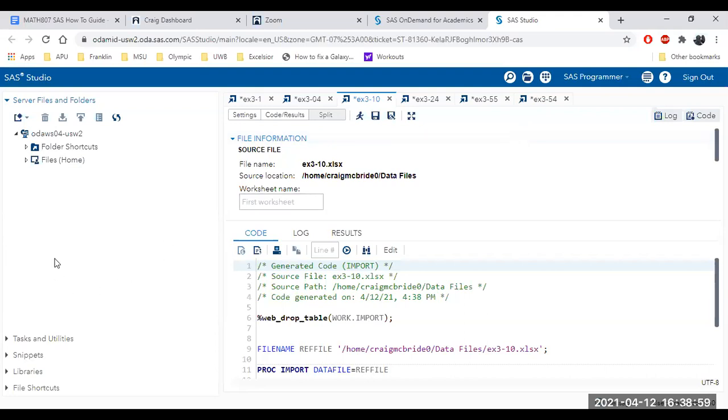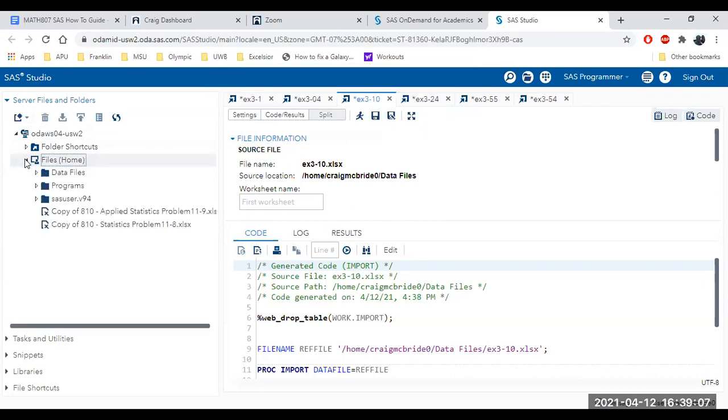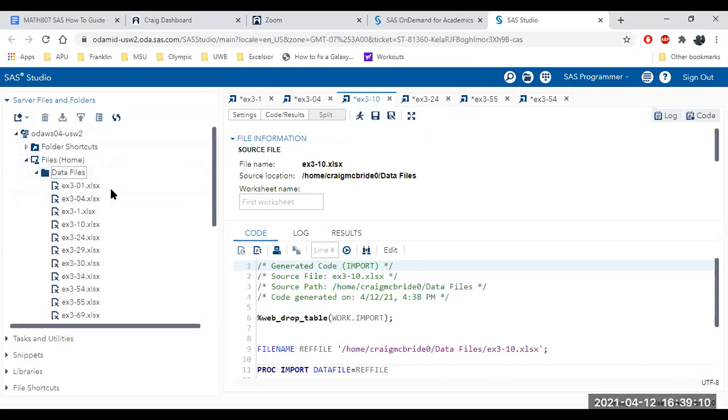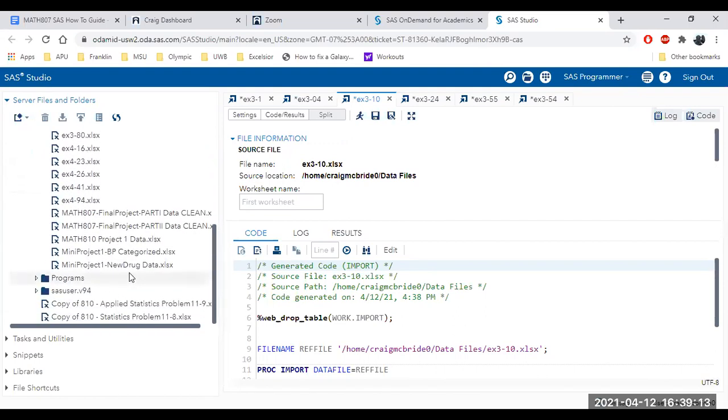So I thought I had given you guys that in your set of data. So in your set of data, you should have something called the mini project new drug data, and then there's one called mini project BP categorized. Do you guys have that data set? I didn't see it. I'm not in front of my computer at the moment. Can somebody verify whether or not I put that in with the rest of the data sets, please? I sure do not see it.